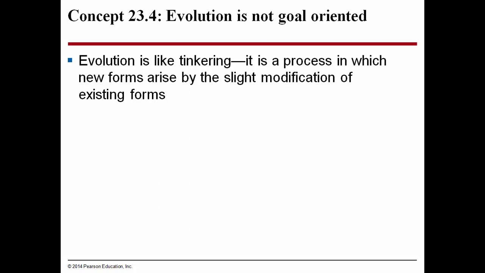how speciation and extinction affect diversity, and lineage A had many extinctions and lineage B had few extinctions. Well, over time, lineage B might have more extinctions and lineage A might radiate through adaptive radiation. So there's no telling what's going to be effective in the environment. It's all about natural selection and environmental conditions. So evolution is like tinkering. It's a process in which new forms arise by the slight modification of existing forms.